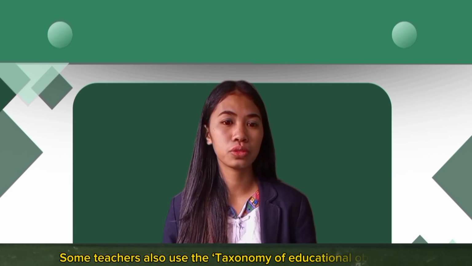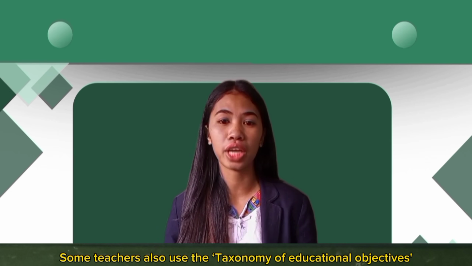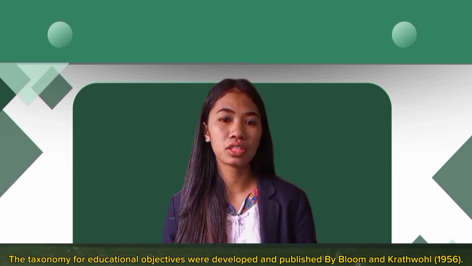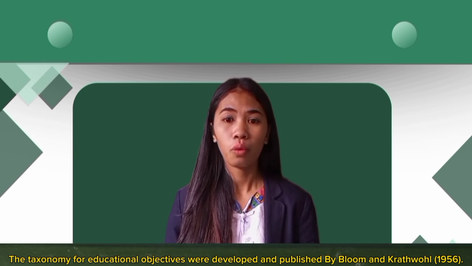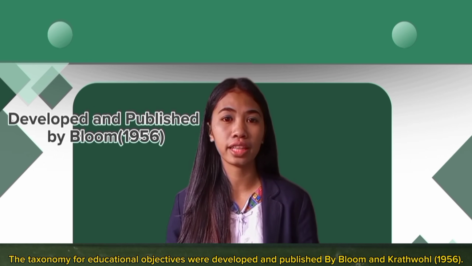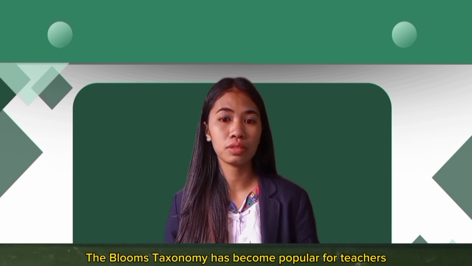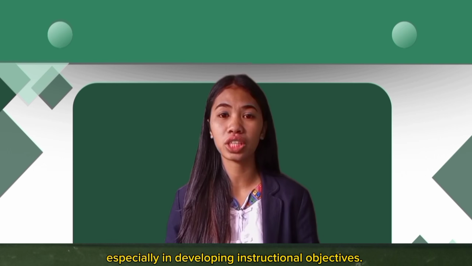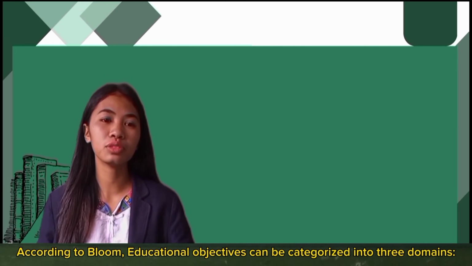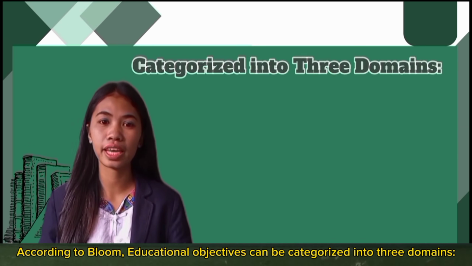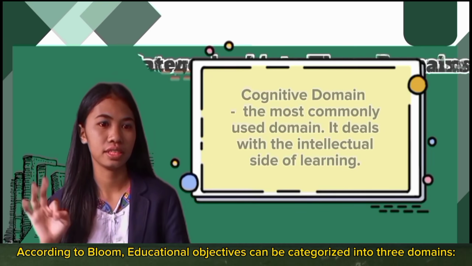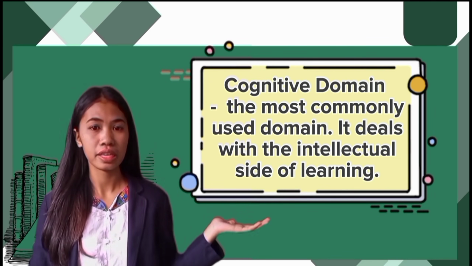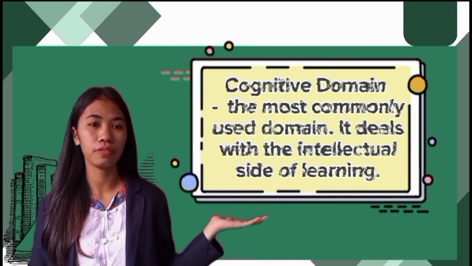Some teachers also use the taxonomy of educational objectives for unpacking curriculum standards and competencies. The taxonomy of educational objectives was developed and published by Bloom in 1956. Bloom's taxonomy has become popular among teachers, especially in developing instructional objectives. According to Bloom, educational objectives can be categorized into 3 domains. First, the cognitive domain. This is the most commonly used domain. It deals with the intellectual side of learning.